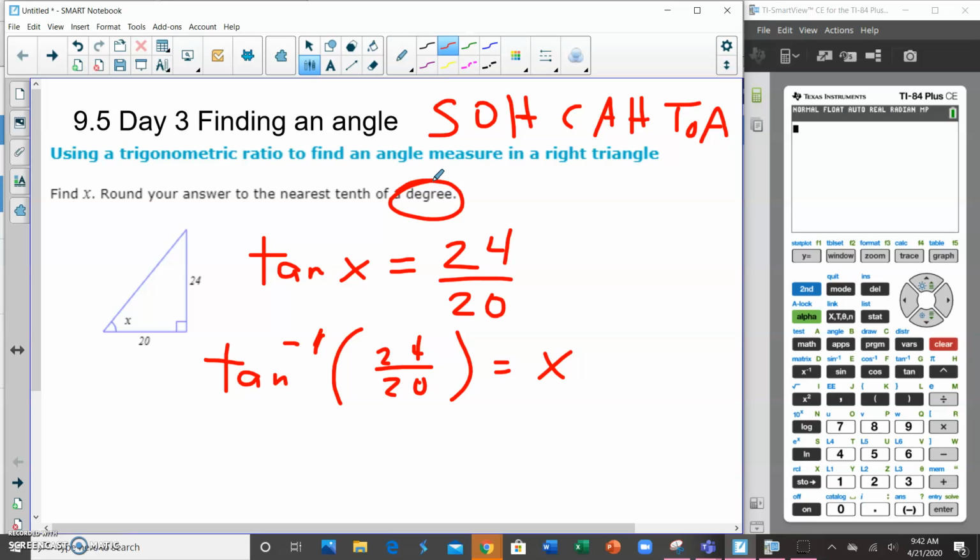So we come over here to our calculator. First of all, I need to put the calculator in degrees. I purposely left it in radians. I'll point to where you can see mine is in radians, RAD. So I want to change that to degrees. So I'm going to go to mode.